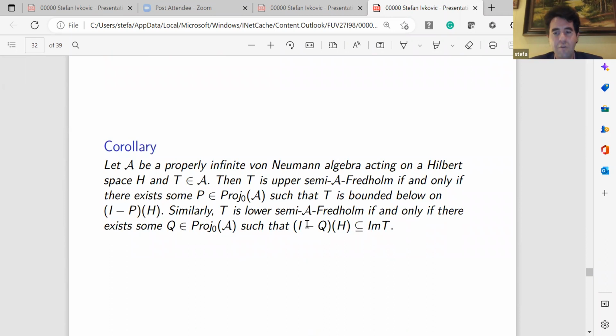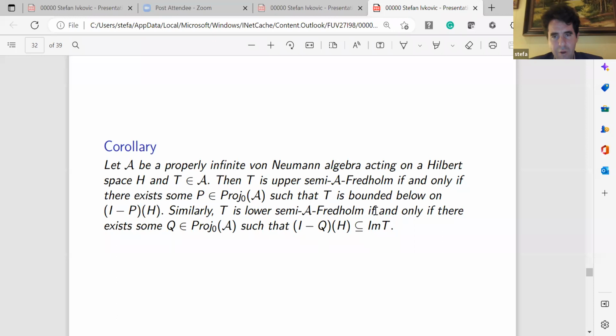So A is a properly infinite von Neumann algebra acting on a Hilbert space H, and T is in A. Then T is upper semi-A Fredholm if and only if there exists some finite projection P such that T is bounded below on (I minus P)H. And similarly, T is lower semi-A Fredholm if and only if there exists some finite projection Q such that (I minus Q)H is in the image of T.